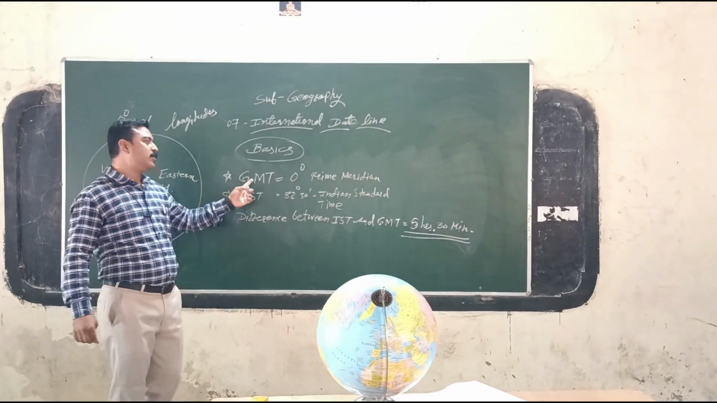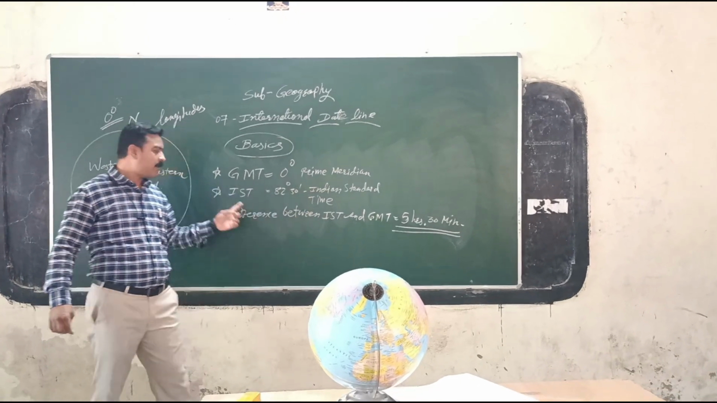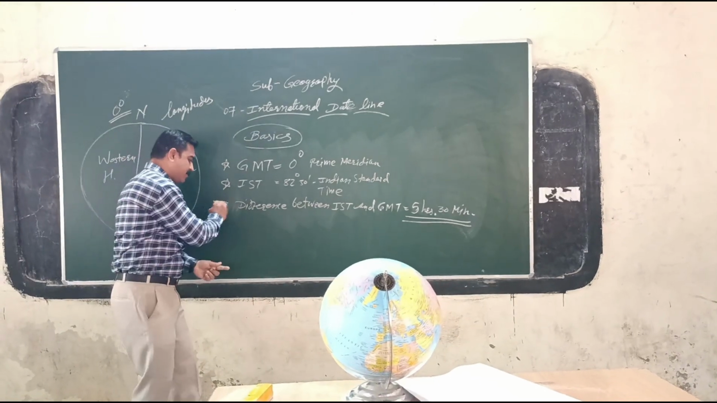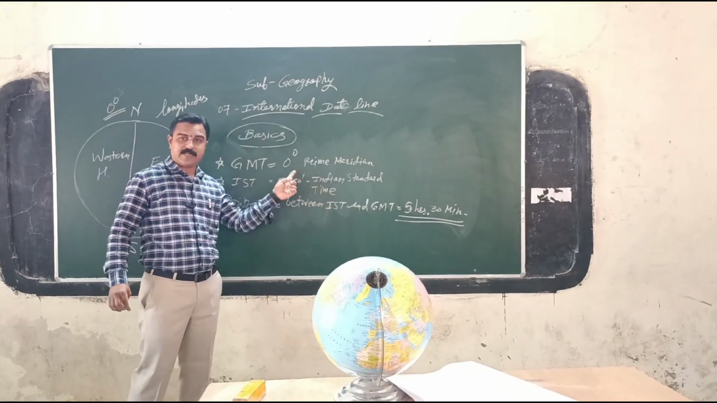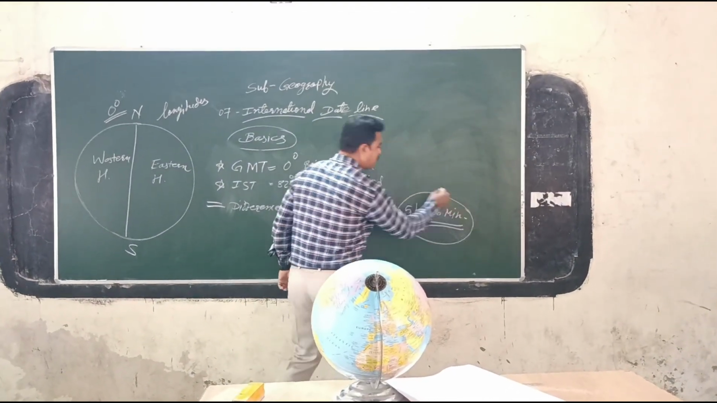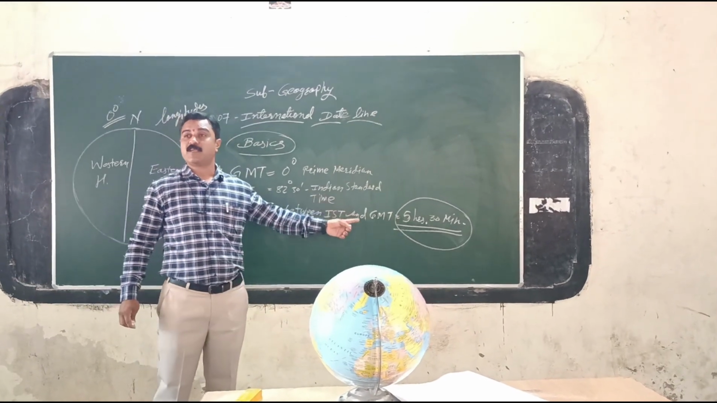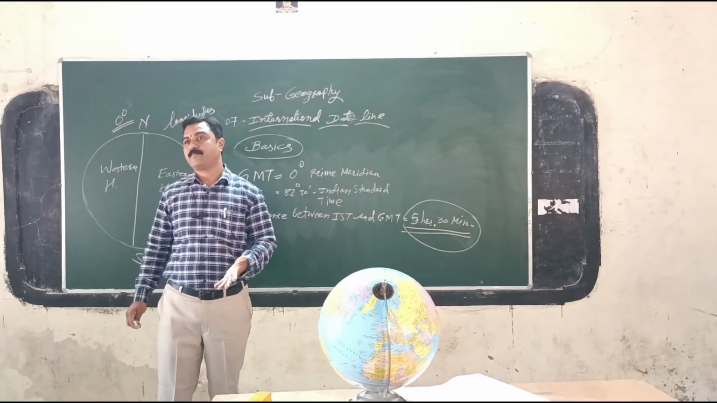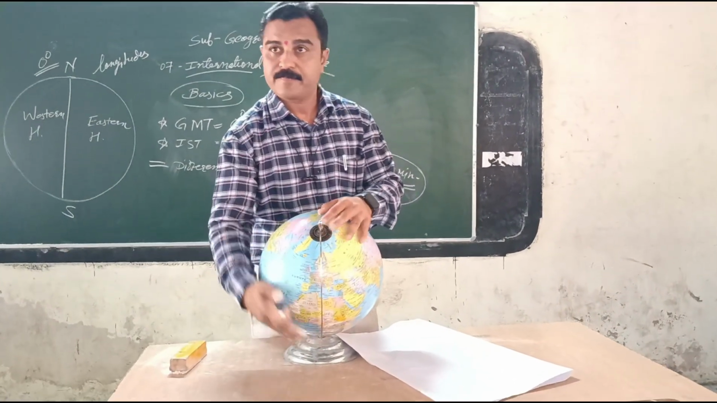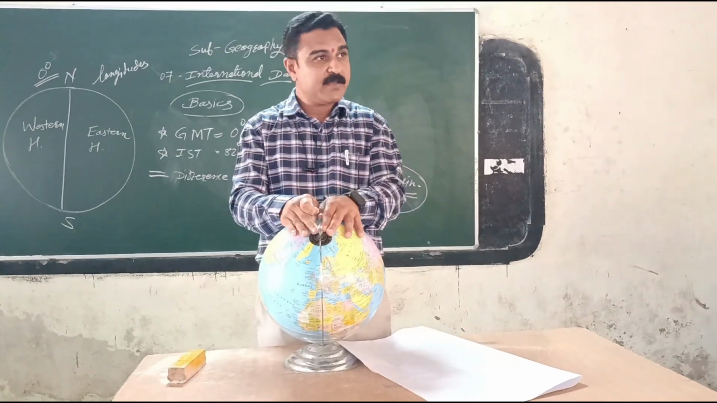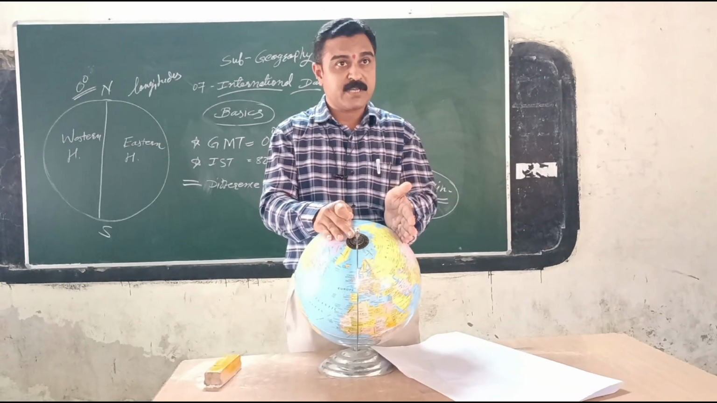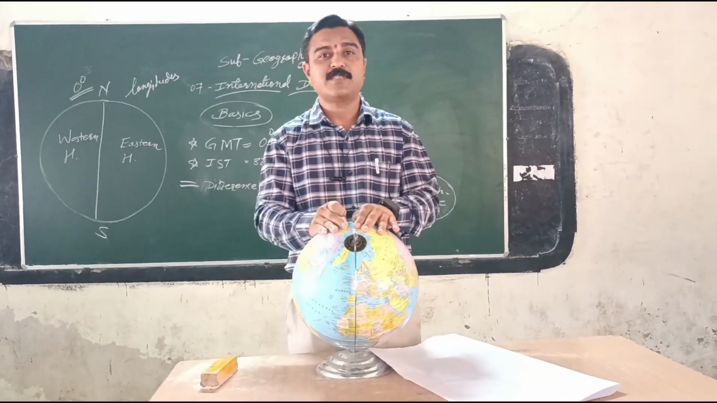Now, as I told you, GMT is 0 degree prime meridian, and IST is 82.5 degree. Now, please pay attention to this statement. The difference between IST, Indian Standard Time, and GMT is of 5 hours 30 minutes. Now, the most important thing is how did we take out this one? Just pay attention to this globe. This is the 0 meridian, as we told. Because of this meridian, the earth is divided into two parts. First is the eastern hemisphere, right side, and the next is the western hemisphere.